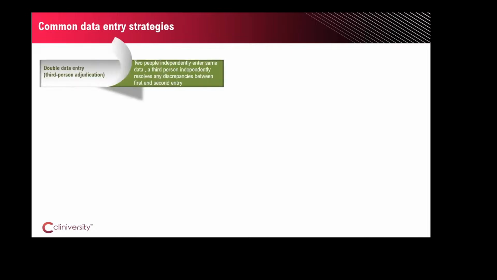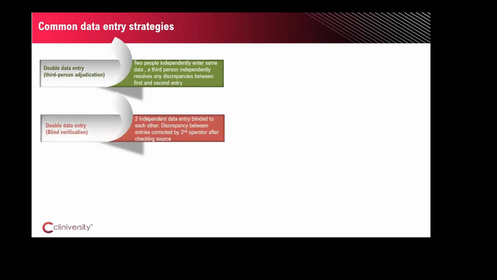What are some of the common data entry strategies? Data entry processes should address the data quality needs of the study. The first one is double data entry with a third person adjudication. Here, two people independently will enter the same data, and a third person will resolve the discrepancies between the first and the second person's data entry.